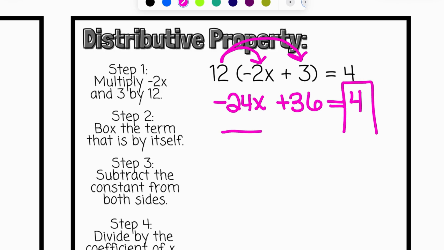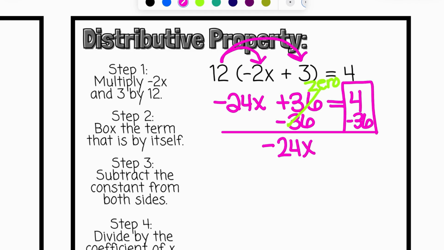If I box the 4, I'm going to move the 36. The inverse of adding 36 would be subtracting 36. So I'll put it here and in the box. 36 and negative 36 give me a 0 pair. So bring down negative 24x equals, and calculate your box. 4 subtract 36 is negative 32.